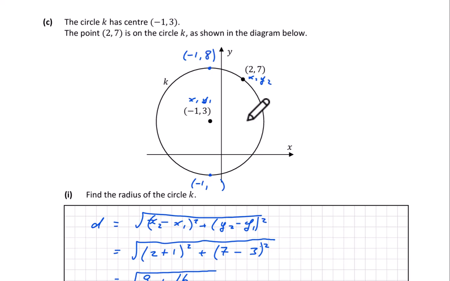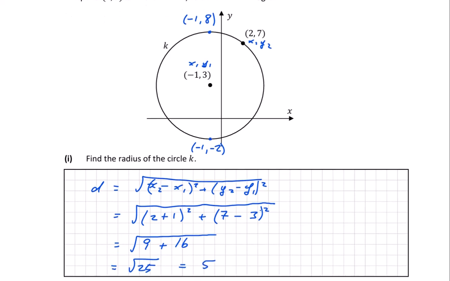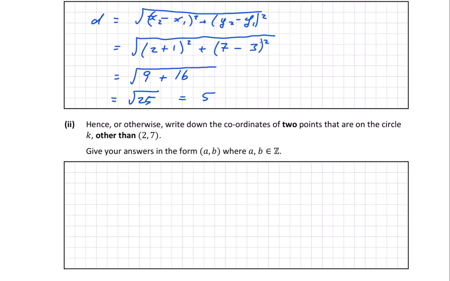Same here. If we take 3 here and we've gone up along here 3, if we come down 3 and go down another 2 to bring us to 5, that would be -2 down here. So this is -2. So the 2 points are -1, 8 and -1, -2. And that's all you have to do for that question.